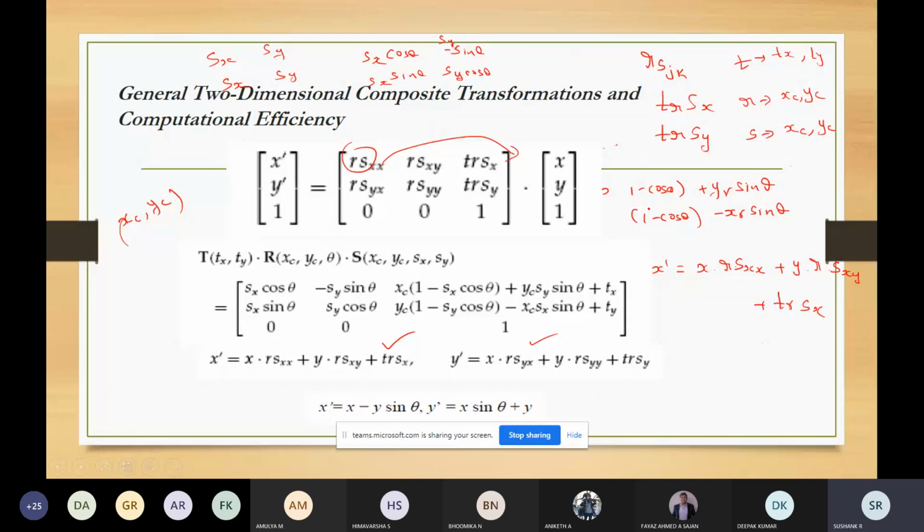So this is the transformation matrix which you will get, which can deal with any number of rotations, any number of scalings, and any number of translations.